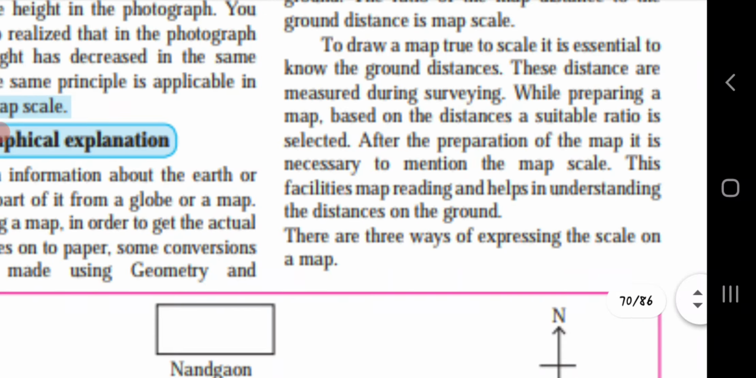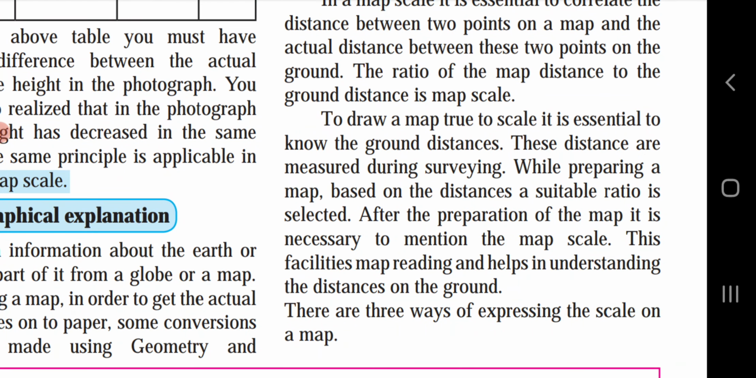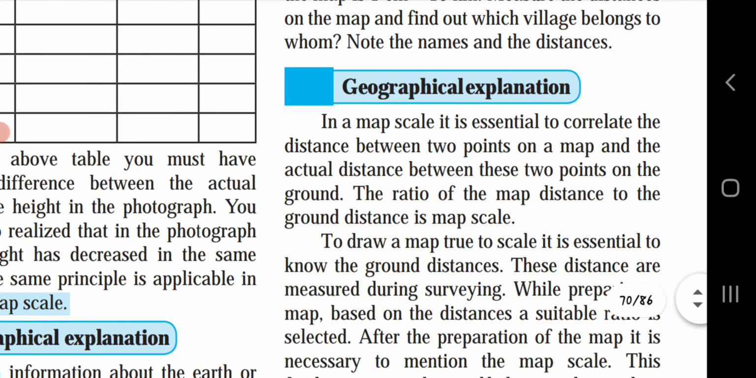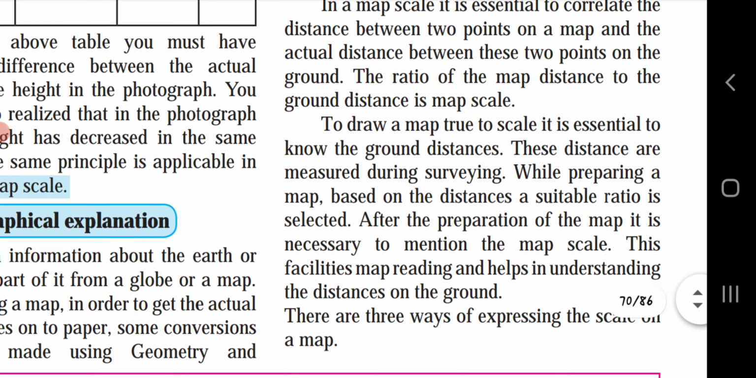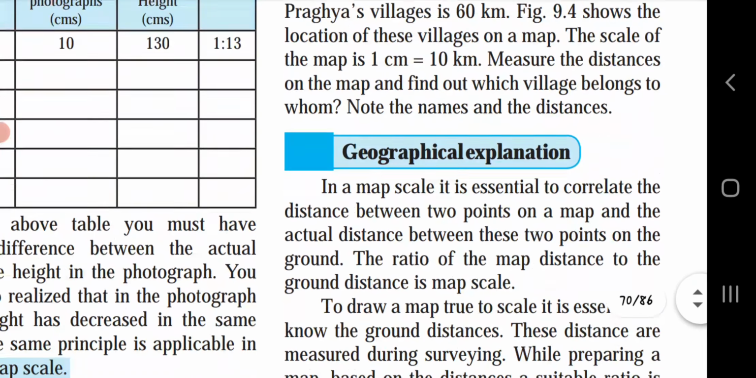to draw a map true to scale is essential. To know the ground distance, these distances are measured during a survey. In a map scale, it is essential to correlate the distance between 2 points on a map and the actual distance between these 2 points on the ground. The ratio of the map distance to the ground distance is the map scale. So as to draw a map true to scale, it is essential to know the ground distance. To draw a particular area, we should know how many kilometers the area is. Then only can we divide, or fix a ratio. That is the example they have given here.